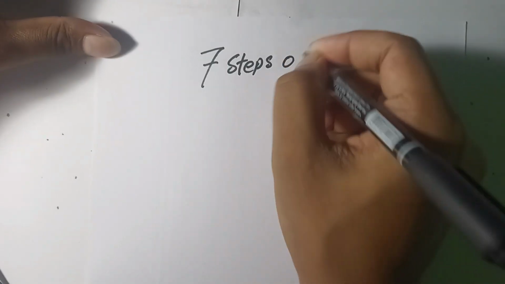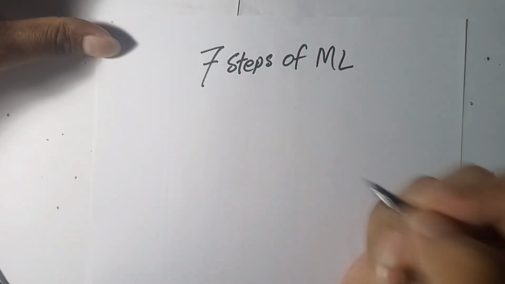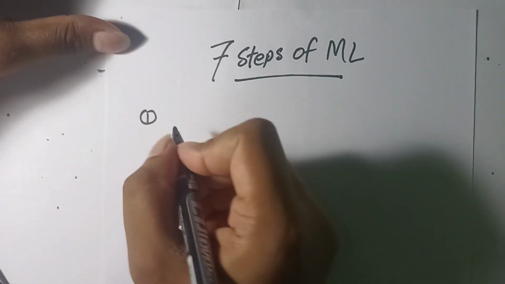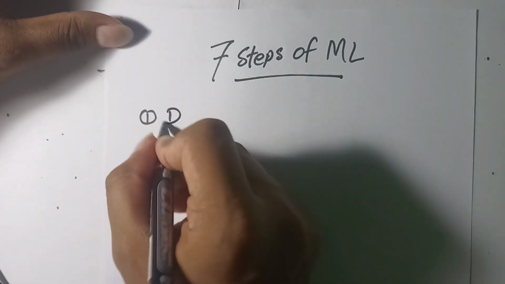Hello everyone, today we will see the famous 7 steps of machine learning. First step, one of the major steps, data collection.